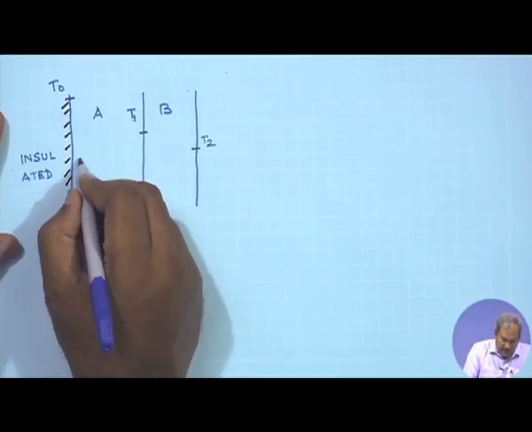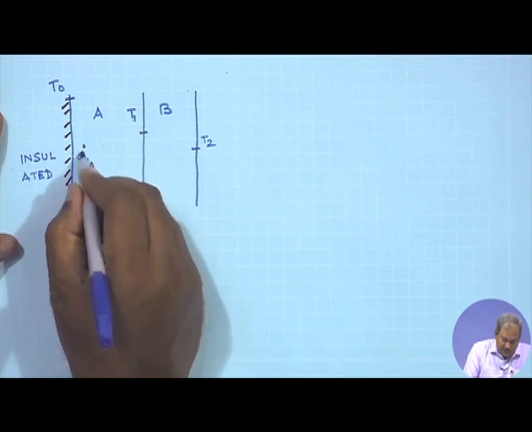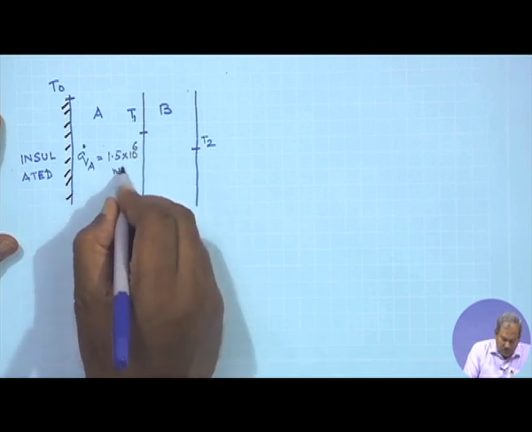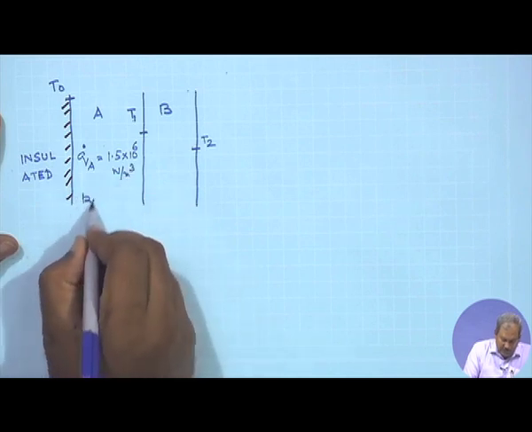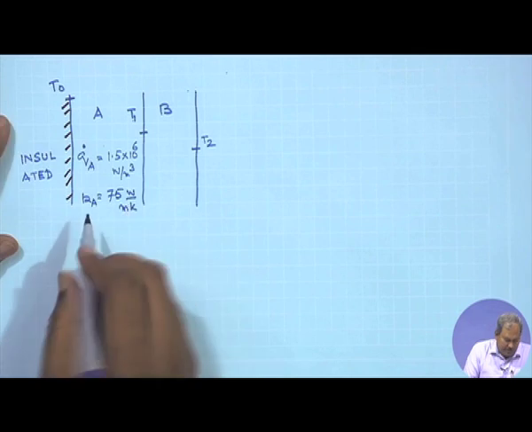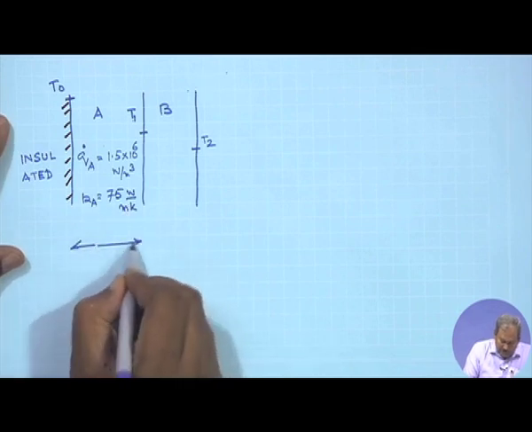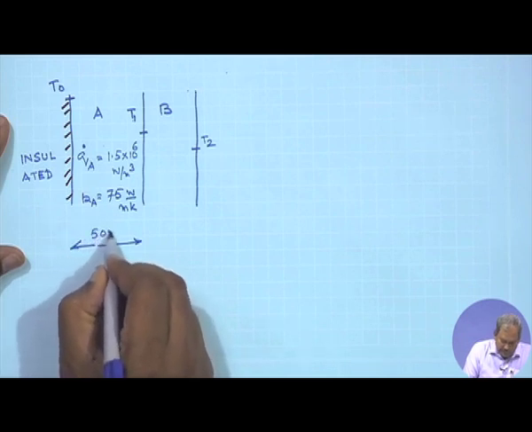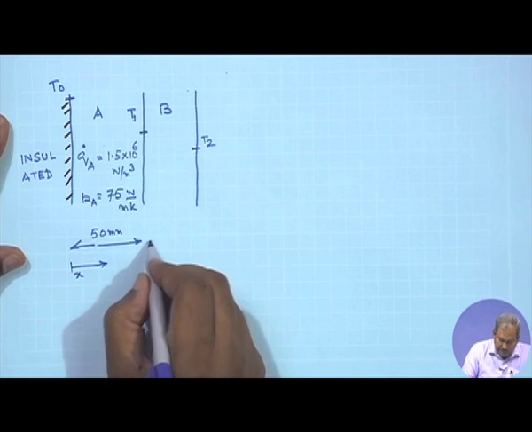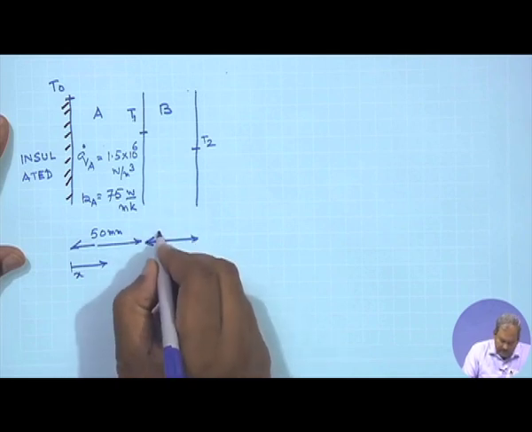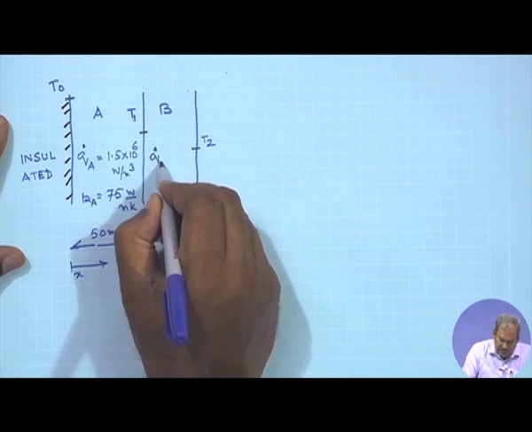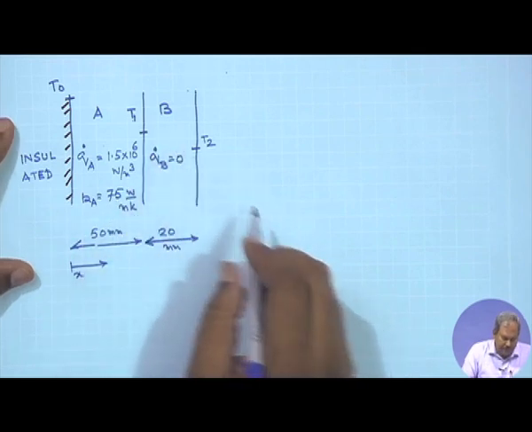In A, I have some amount of heat which is generated, that I denote as q dot A, as 1.5 times 10 to the power 6 watt per meter cube. The K of A, the thermal conductivity, is 75 watt per meter Kelvin. The thickness of the plane wall A is 50 millimeter. My X starts from this point, and the thickness of B is 20 millimeter. Q dot B is 0, that means no heat is generated in B.